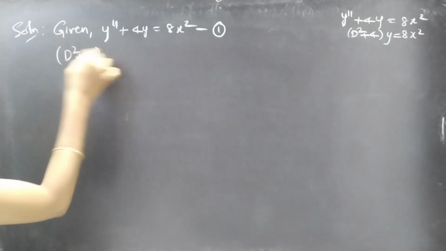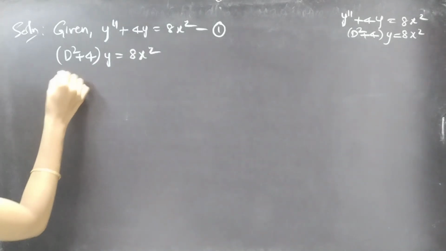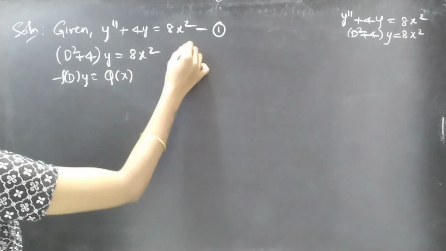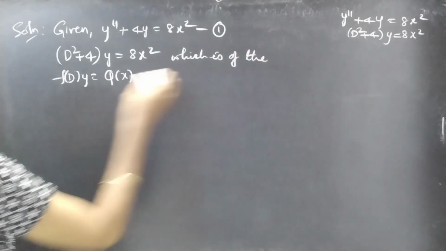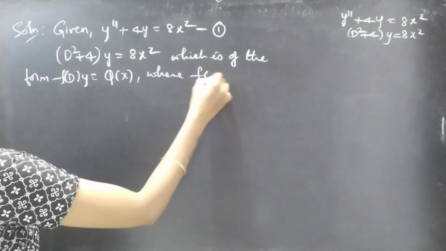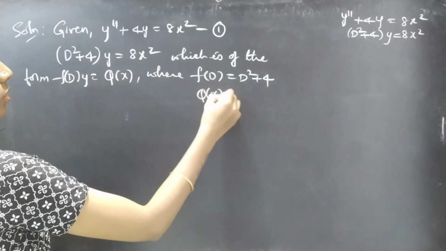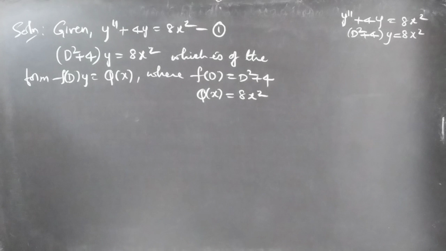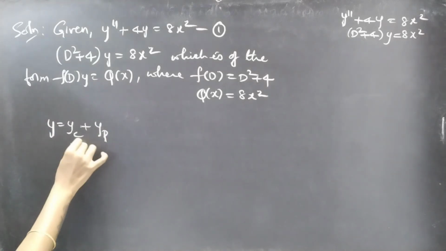(d square plus 4) into y equal to 8x square, okay, which is in operator form, say f of d into y equal to some function of x, where f of d equal to d square plus 4 and q of x equal to 8x square, right? Now we need to find the general solution to the given equation, which is given by y equal to yc plus yp, where yc is a complementary function.